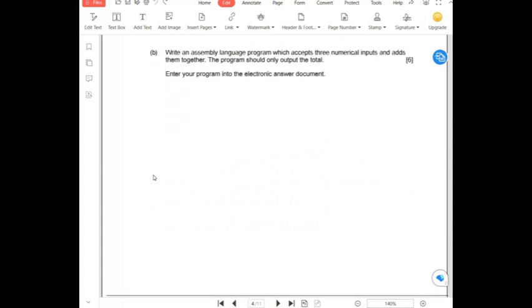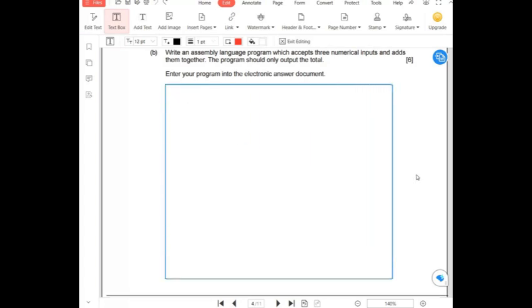And then the next question, we need to write an assembly language program which accepts 3 numerical inputs and adds them together. So the program should only output the total. So let's say I was to write this out. So we've got 3 numerical inputs. So you get 1 mark for a single correct use of, let's say, INP. That's a correct usage because that's what we want to use.